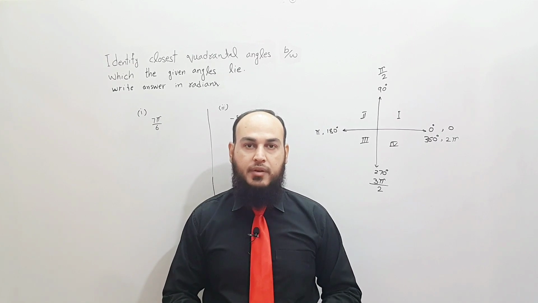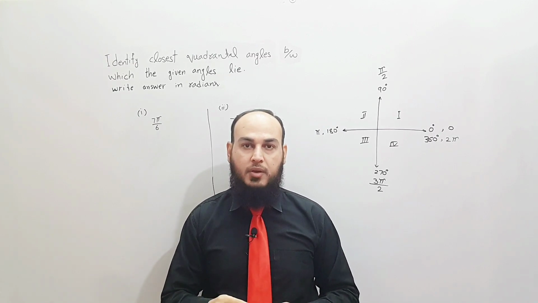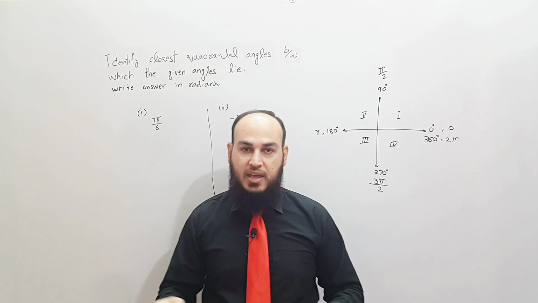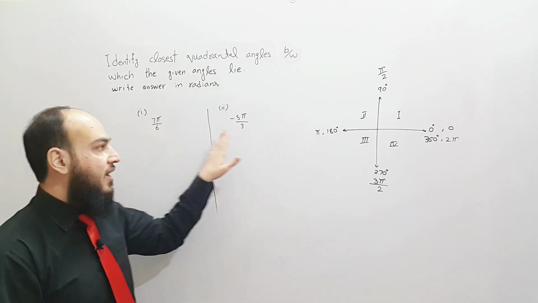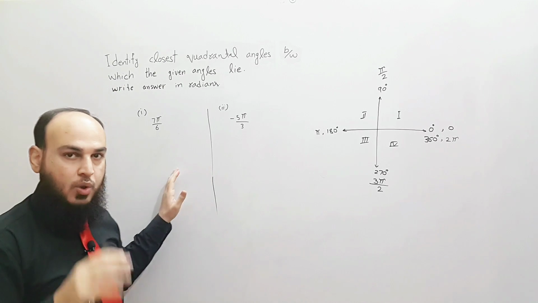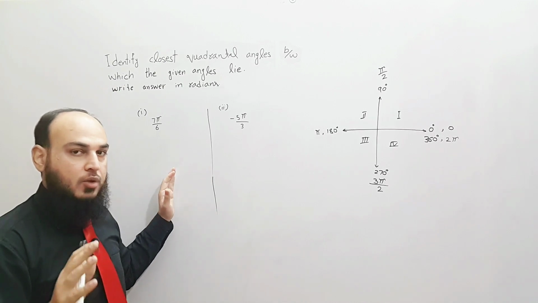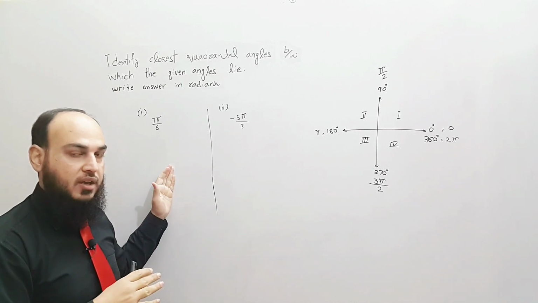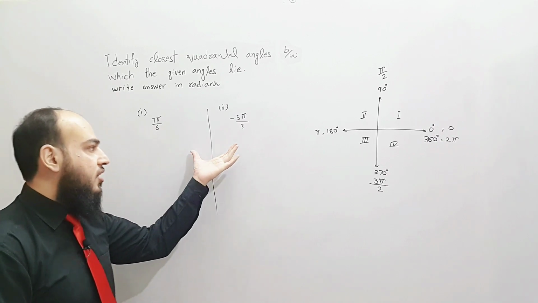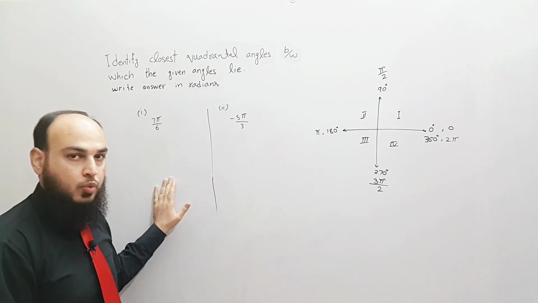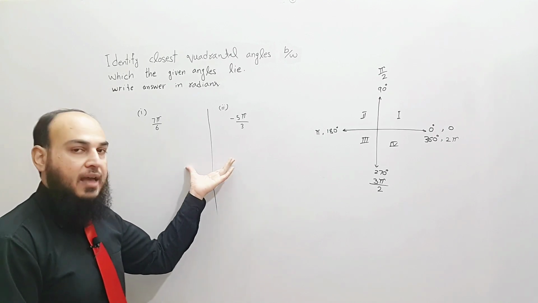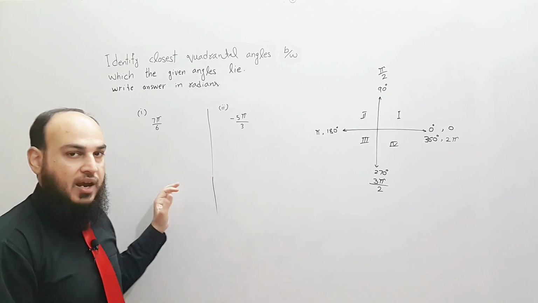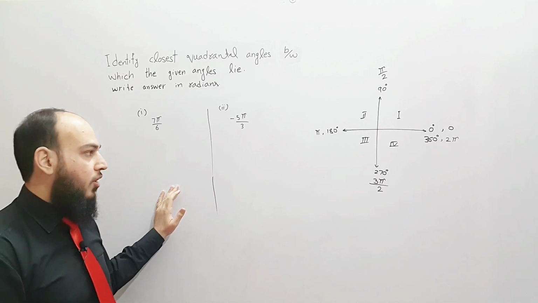We are talking about trigonometry. Today we have a new topic of trigonometry. Here we have angles. Two angles are given, a positive angle and a negative angle. These two angles are given in the unit radian, okay? And we have to identify between which quadrantal angles these angles lie. We have to write our answer in radians.